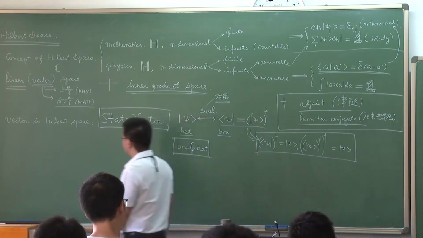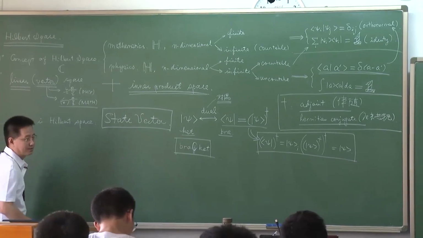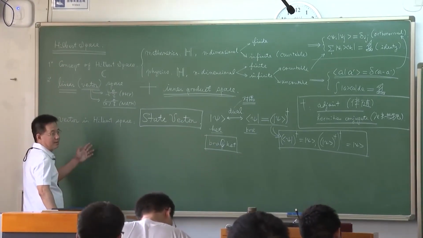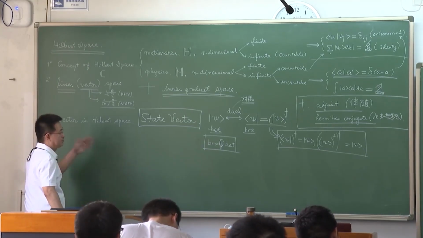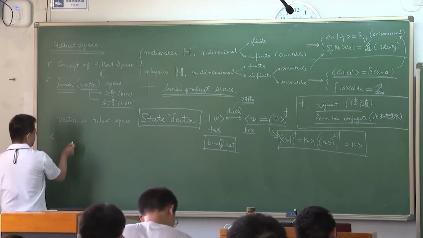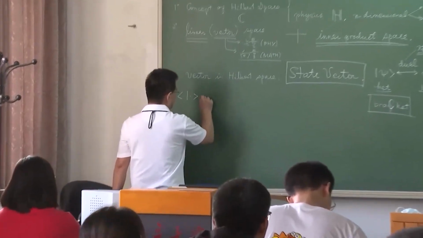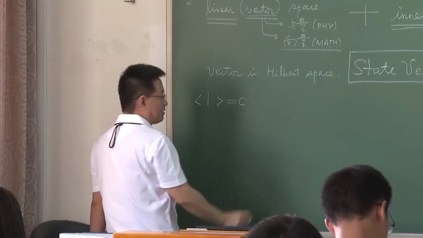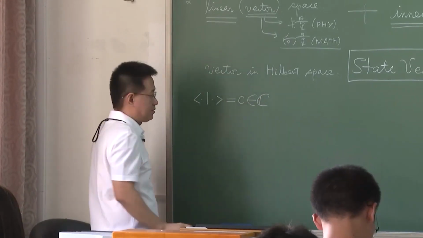Okay, and what does it mean for the inner product space? Inner product space means that you have the dual vector and this vector, that is bra and ket, and then you have the inner product. That is, inner product means this guy and this guy give something, it's a number, and this number belongs to the complex numbers.